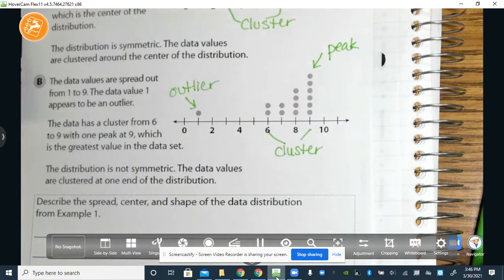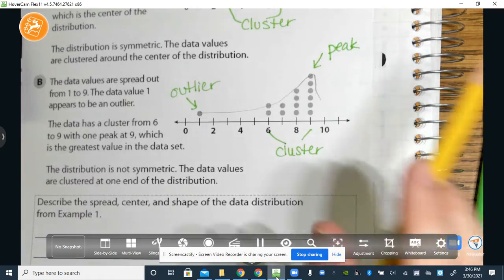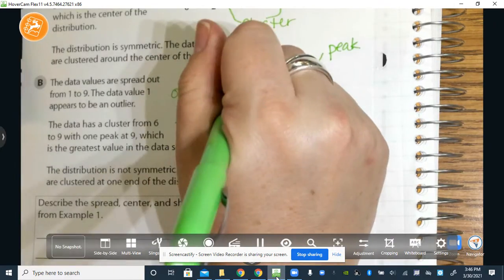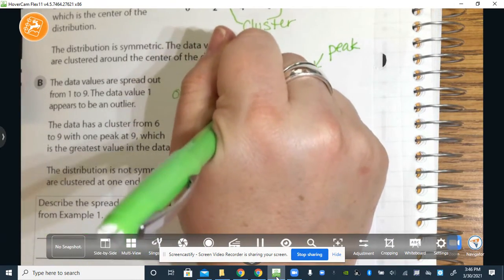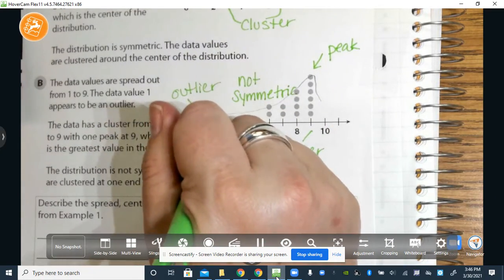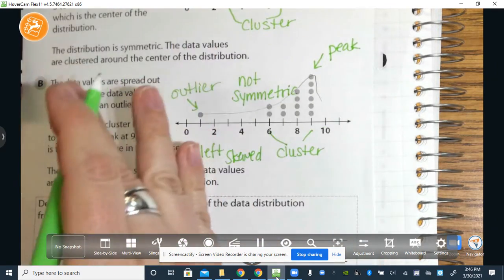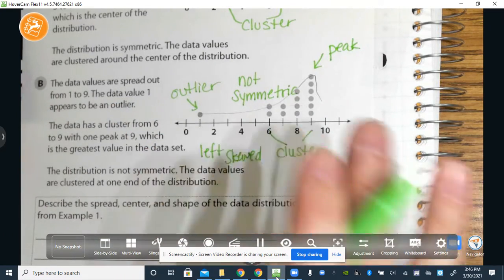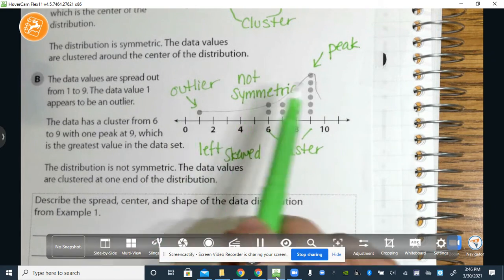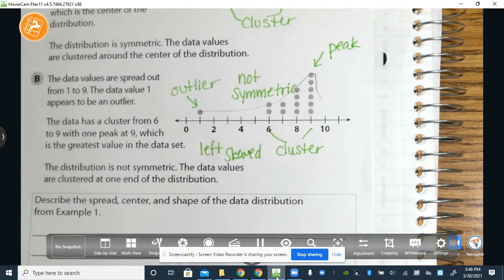And would this be symmetrical? Is this going to be the same? So if I connect the tops of my dots, this would not be symmetrical. From the center, it's not going to be the same. So this is not symmetrical. And we would actually call this something called left skewed, meaning it's more toward one side than the other. Okay, and you have to think backwards because it's basically where the tail is. The tail is to the left, so it's skewed to the left. Okay, more of my data is to the right, not to the left, so it would be considered left skewed.